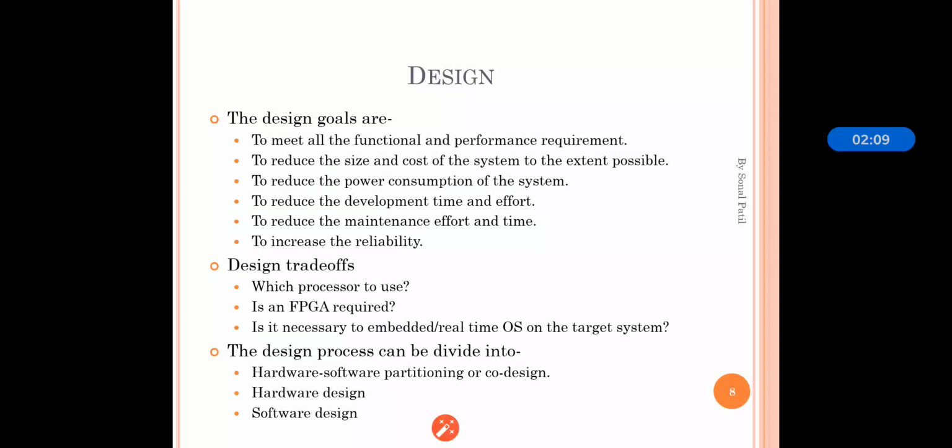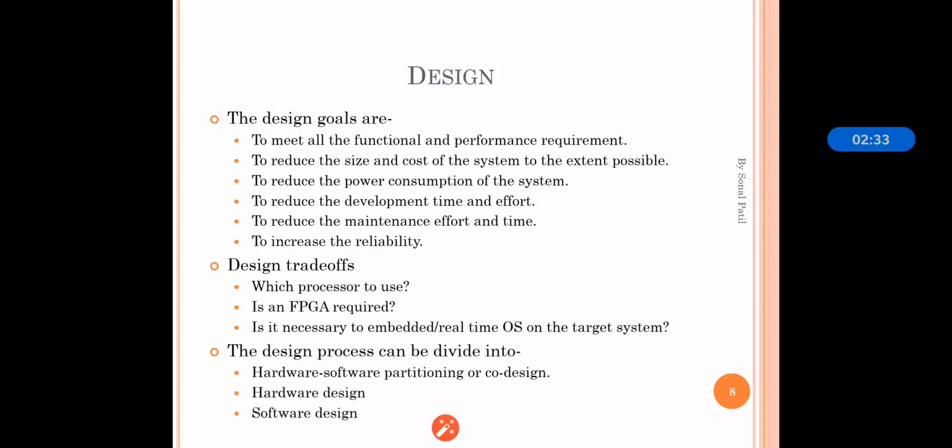To reduce the power consumption of the system. We have seen this is also a feature of embedded systems, that they require less power consumption. So whenever we are designing any system, we have to consider that whatever system we are designing should need less power. So for that, the main design goal is to reduce the power consumption of the system.